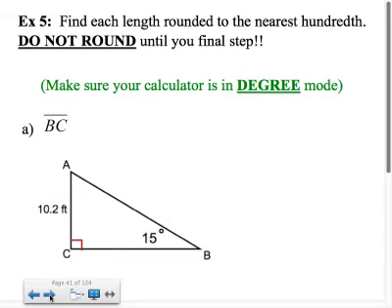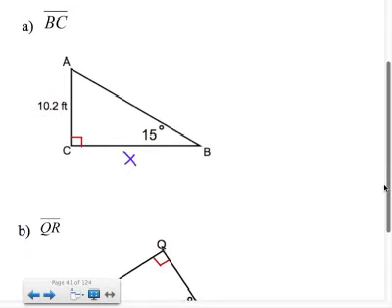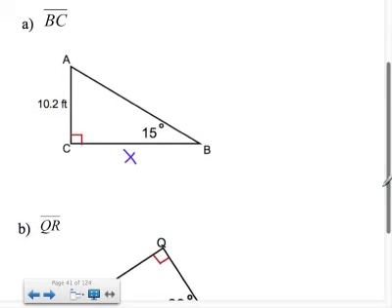It says find each length rounded to the nearest hundredth. So this is really where we're going to make our money. This is where we're going to be concerned. So part A, we're trying to solve for BC. Call it X. You'll notice in big bold letters there, make sure your calculator's in degree mode. I'll remind you of that consistently throughout this chapter.